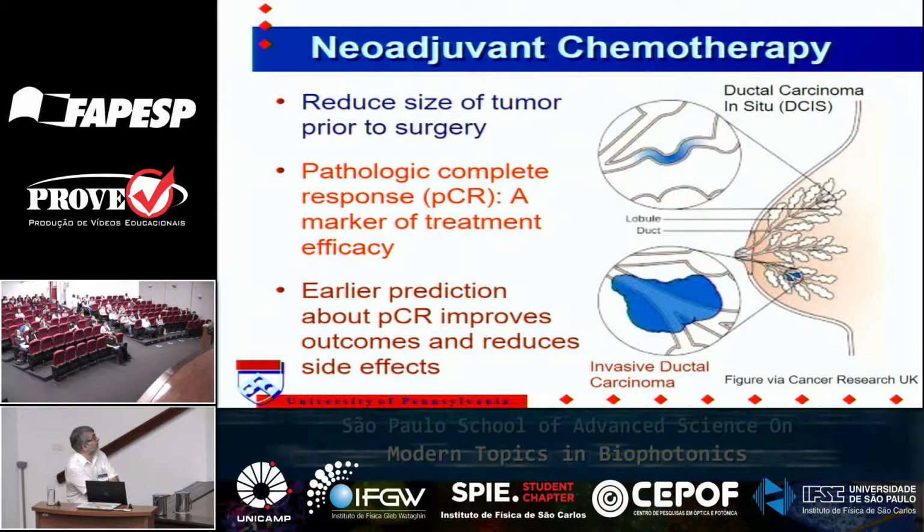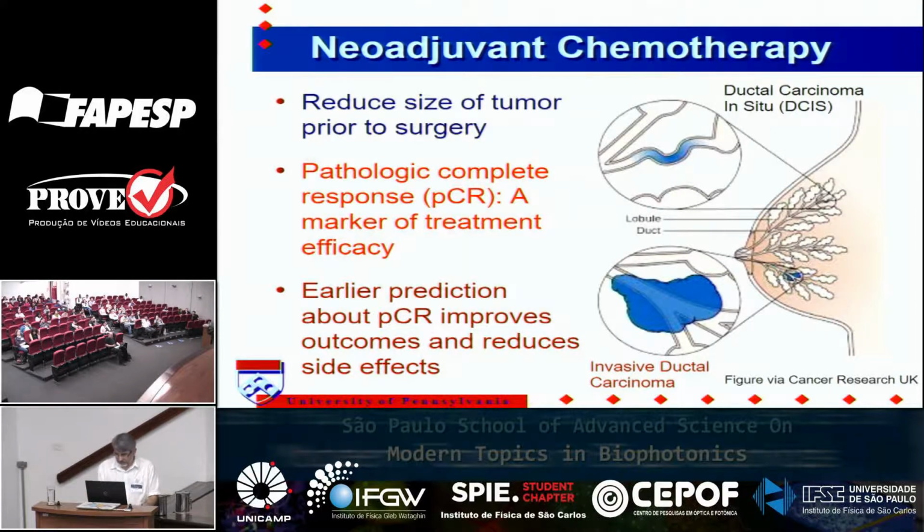Neoadjuvant chemotherapy is usually used for women that have large tumors. Before you go to surgery, you get a chemotherapy treatment. The idea is to reduce the tumor size and, in fact, kill it as well as you can before you go in and do surgery. In these studies, you can define whether there's a complete pathological response to the neoadjuvant therapy or not. So it's kind of a binary thing, just like malignant or not malignant.